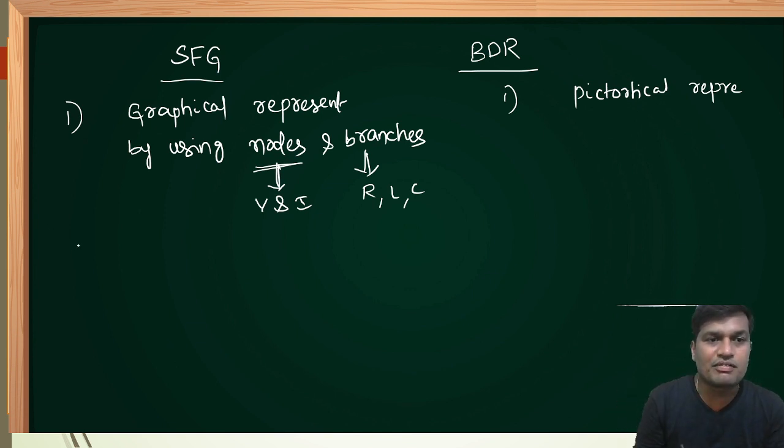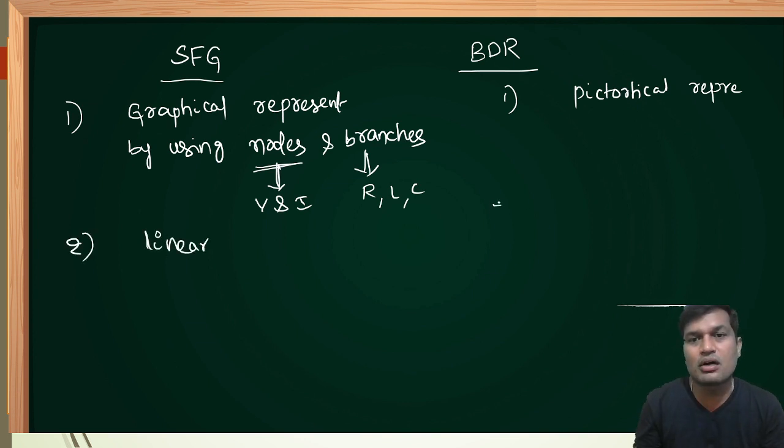Signal flow graph is used to represent only linear systems, whereas block diagram reduction technique is used to represent both linear and non-linear systems.